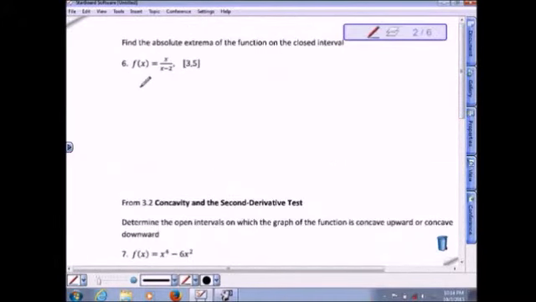Question 6 is also from 3.2. This was labeled incorrectly. That should be a 3.3. Talked about concavity. Anyway, question 6, find the absolute extreme.